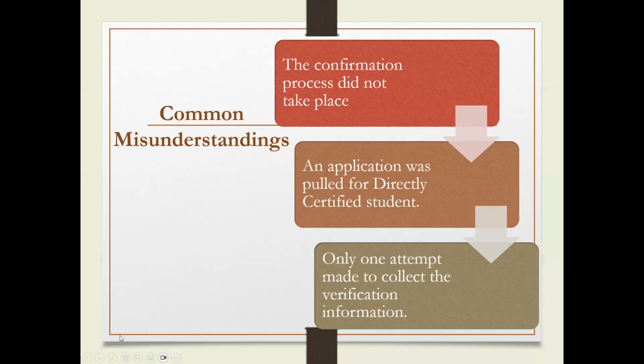Another misunderstanding is that only one attempt was made to collect the verification information. If you had a high non-response rate last year and maybe you contacted households once or twice, then maybe this year you contact them three or four times. However many times you contact them, make sure that you document it, and make sure that you get some type of response. Even if the response is, I'm not going to give you what you asked for, stop contacting me, that is a response. You want to document that as such and then move forward with the process.